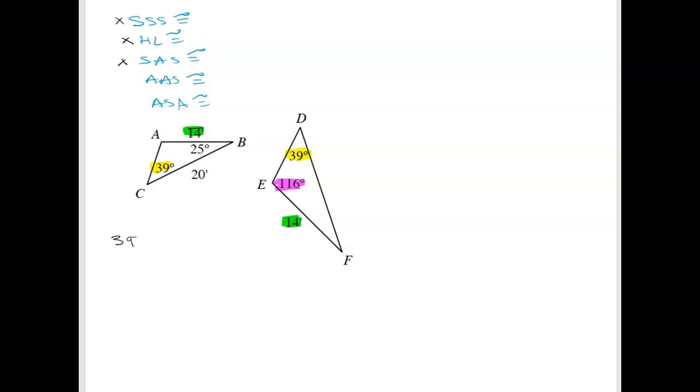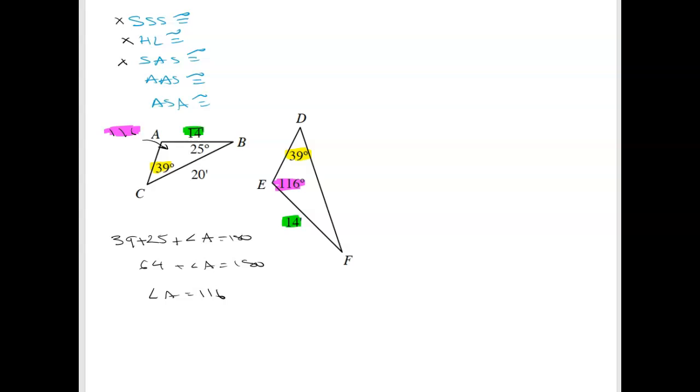So I'm going to say 39 plus 25 plus angle A is equal to 180 degrees. If I add my two numbers together, I get 64. And if I subtract, I do get angle A is equal to 116. So I'm going to go ahead and write that in right here, 116.